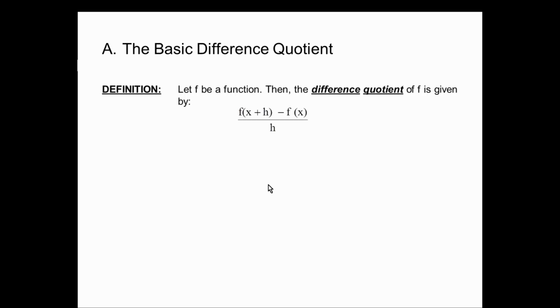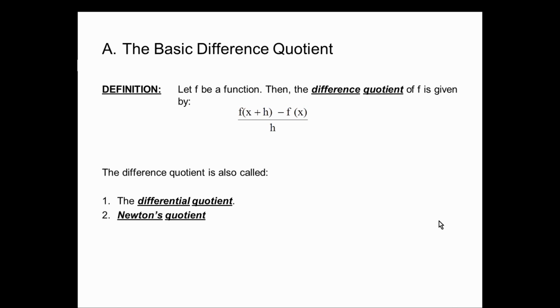Definition: let f be a function. Then the difference quotient of f is given by this thing. It's f of x plus h minus f of x all over h. The difference quotient goes by a couple of other names. Okay, the differential quotient, because of what it does in calculus. And number 2, it's also called Newton's quotient, in honor of Isaac Newton, the person we generally credit with the invention or discovery of calculus. The notation that we're looking at is actually due to Leibniz, though, rather than to Newton.